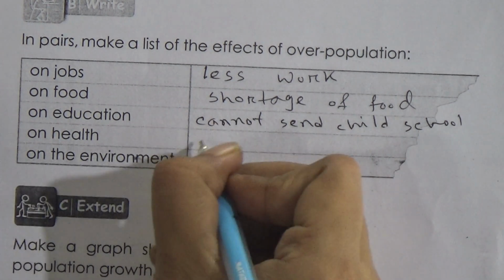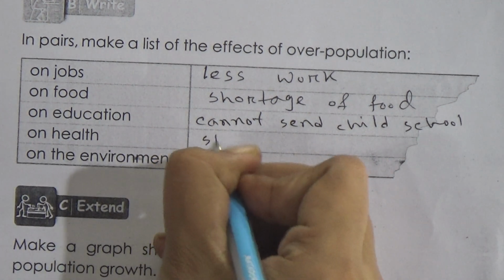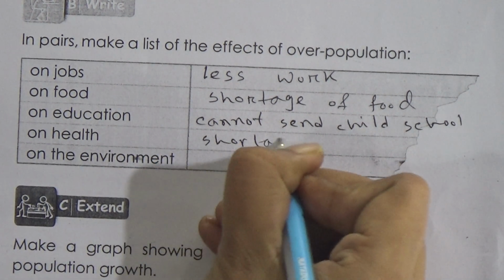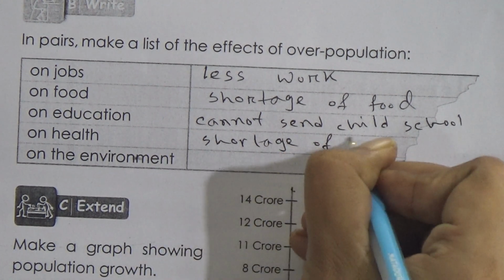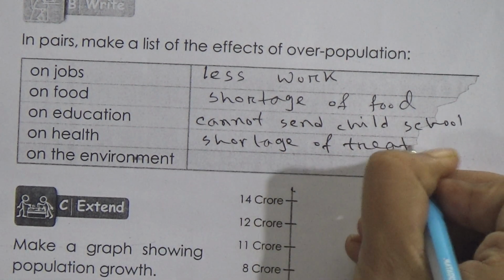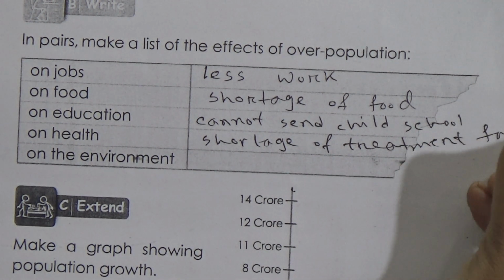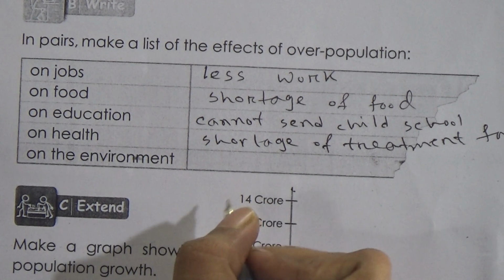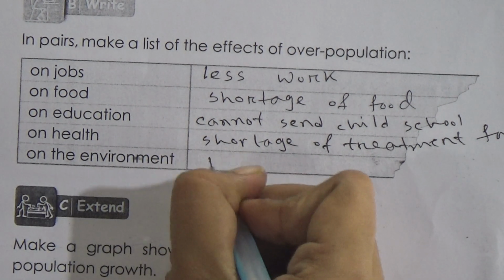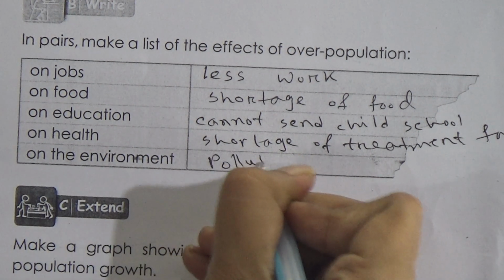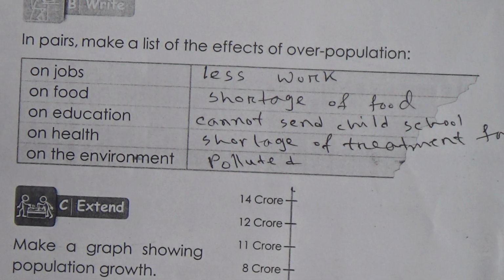On health, there is a shortage of treatment facilities. So this is another one, treatment facilities. And on the environment, it is polluted, so we can say polluted. This is polluted. So now in section C, we have to make a graph showing population growth.